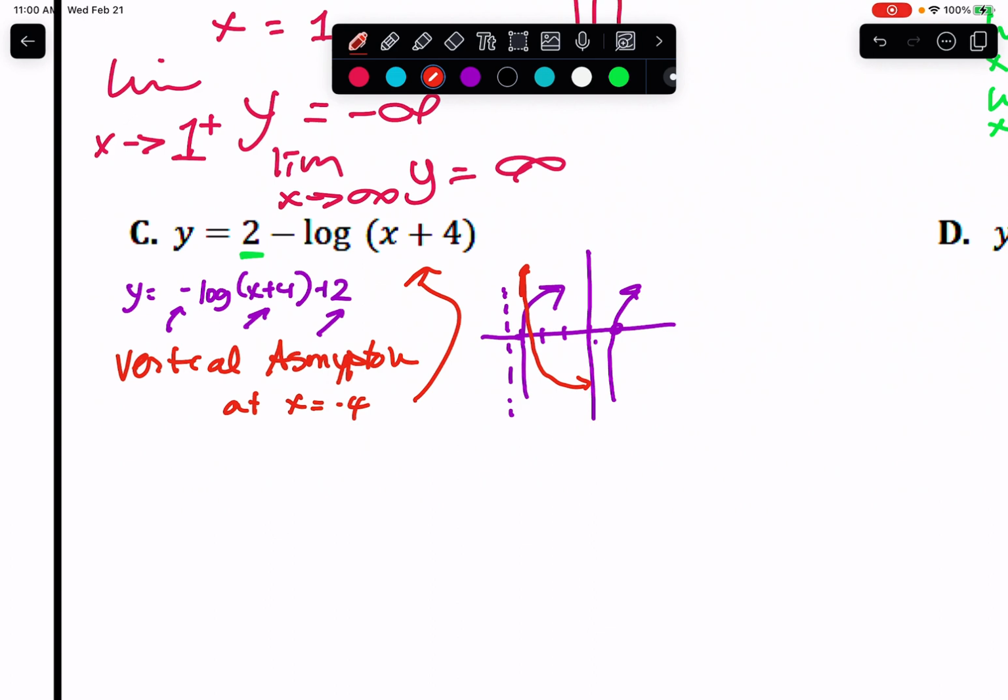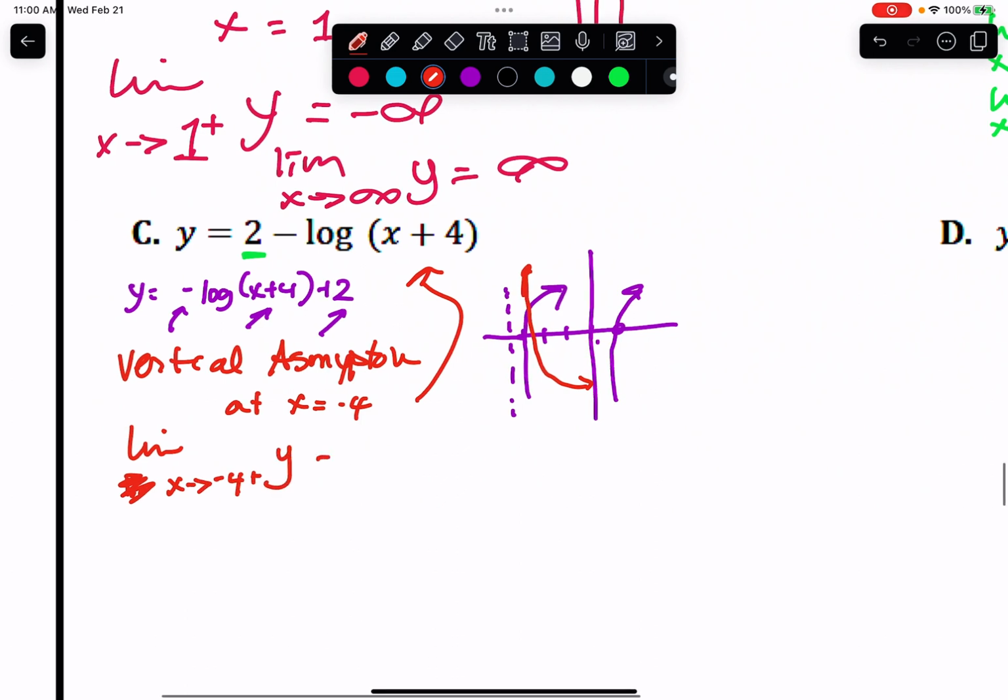And then we have the end behavior. We're all on the right-hand side of -4, so the limit as x goes to -4 from the right of y is equal to positive infinity, and the limit as x goes to positive infinity of y is equal to negative infinity. So remember, we're looking at this graph right here, okay?